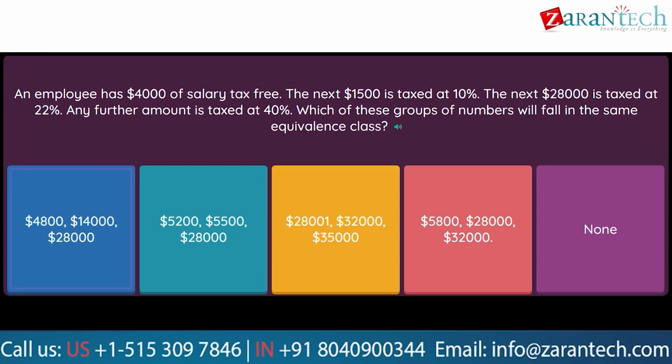Option 1, $4,800, $14,000, $28,000. Option 2, $5,200, $5,500, $28,000. Option 3, $28,001, $32,000, $35,000. Option 4, $5,800, $28,000, $32,000. Option 5, none.